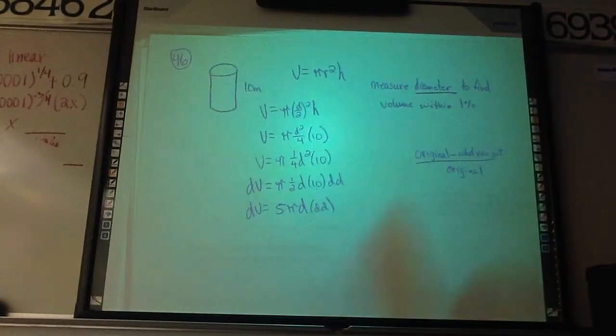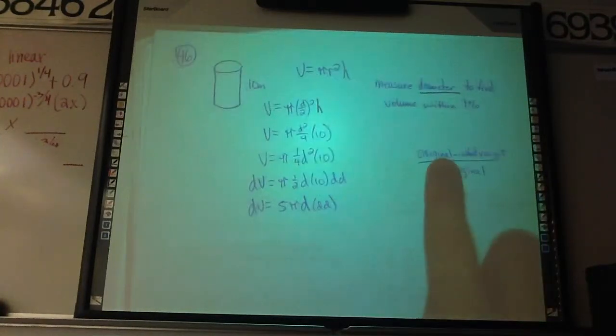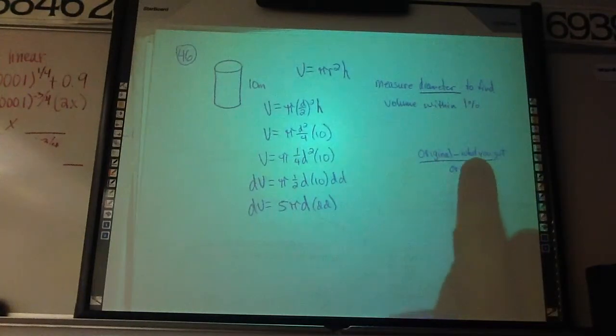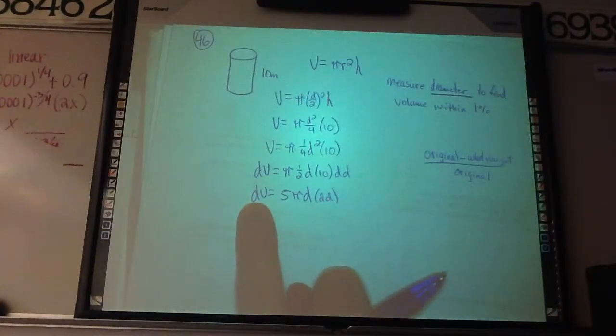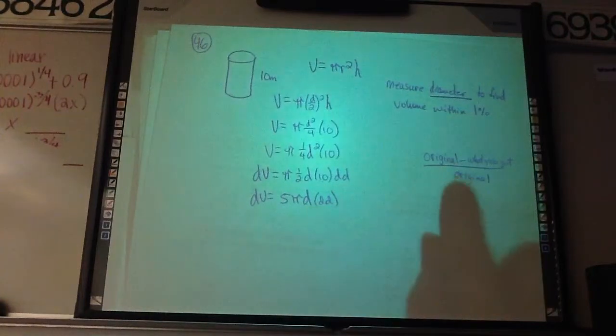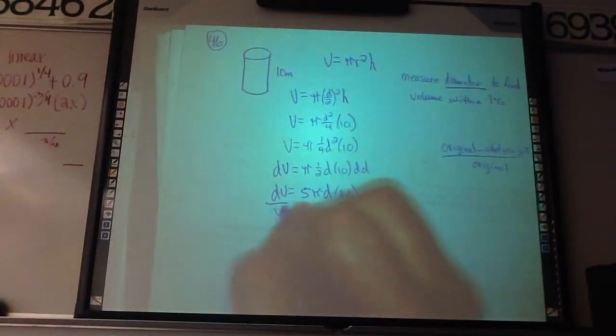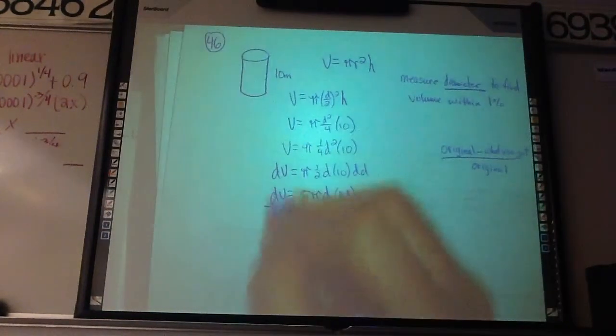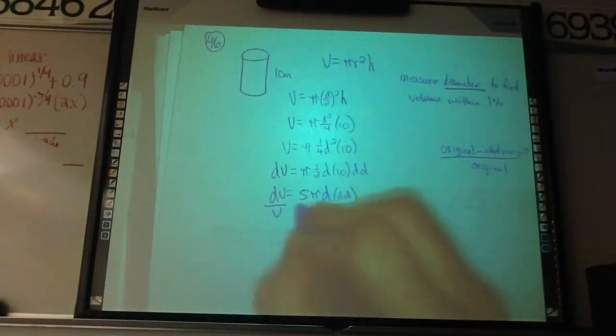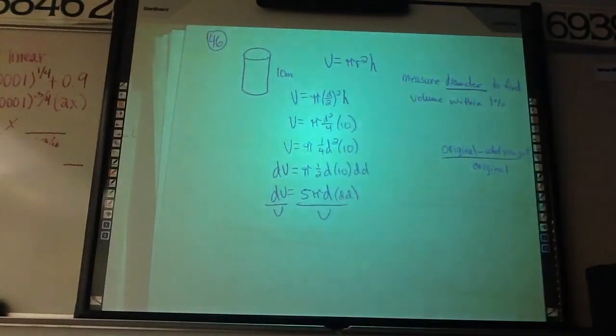So we want our percent error to be within 1%. Original minus what you got, isn't that just the change? Isn't that dV? So all we need to do here is divide by our original volume. We know our change in volume, so let's divide by volume to get percent error. We're going to do that on both sides, then simplify, and then interpret what we just did.